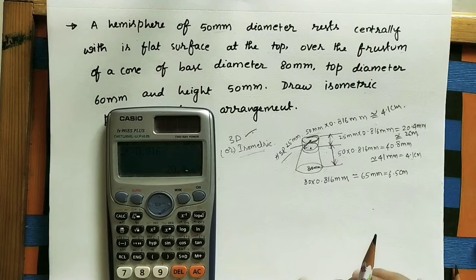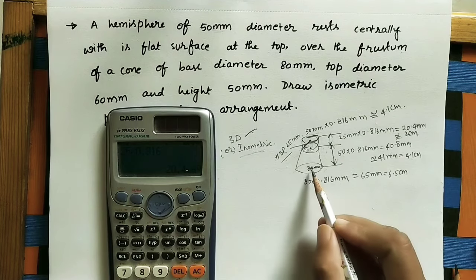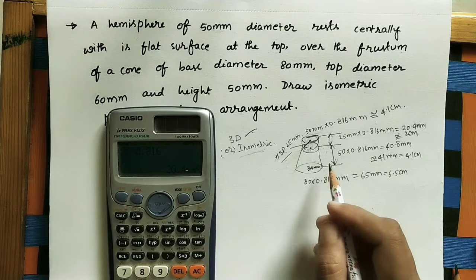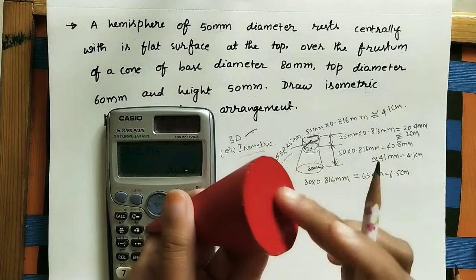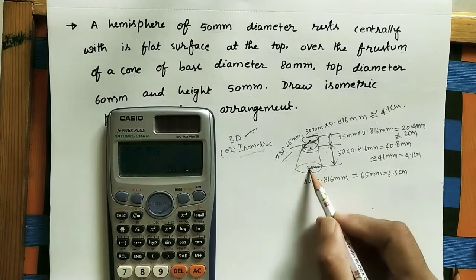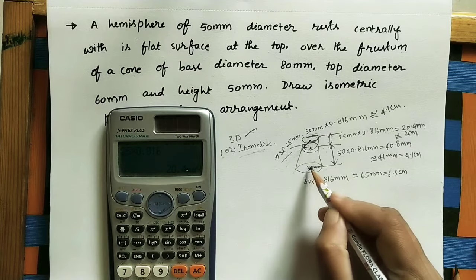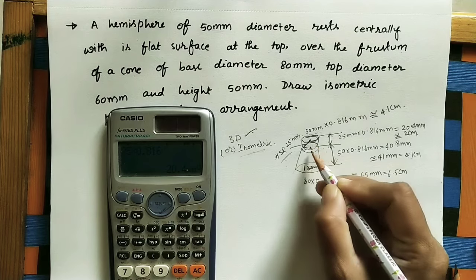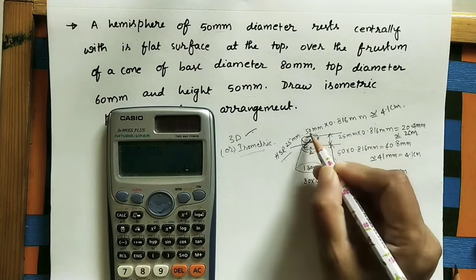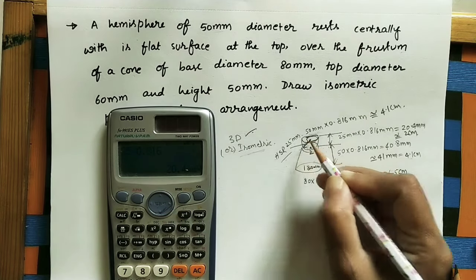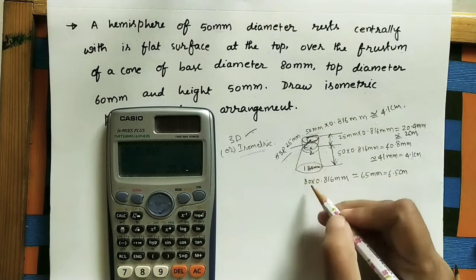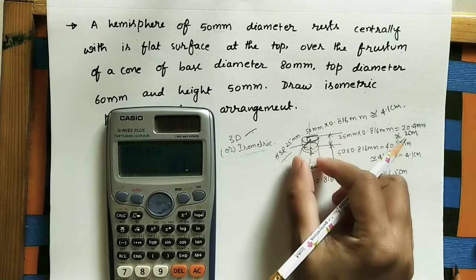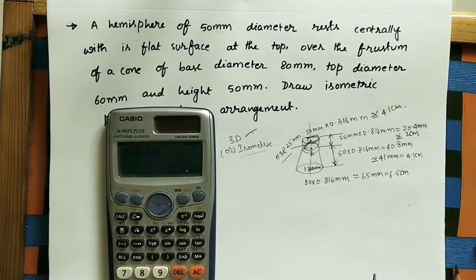For doing the isometric view, initially take the centers of these circles, because the cone has circular parts. The bottom surface center, let us assume, is 1. This top surface center is 2. And this hemisphere center is 3. Okay, 1, 2, 3. All centers are coming on the axis line. Always remember this, because we are keeping the hemisphere centrally on the frustum of a cone.